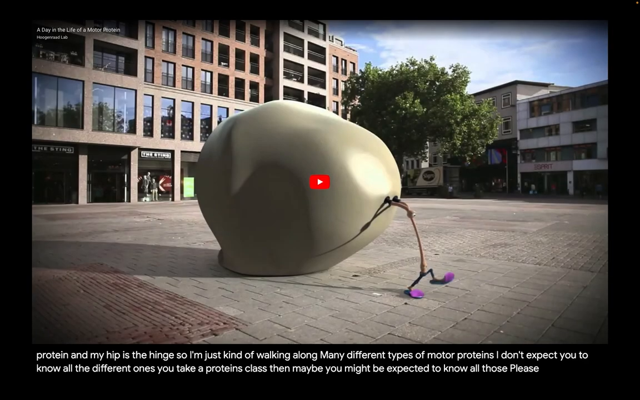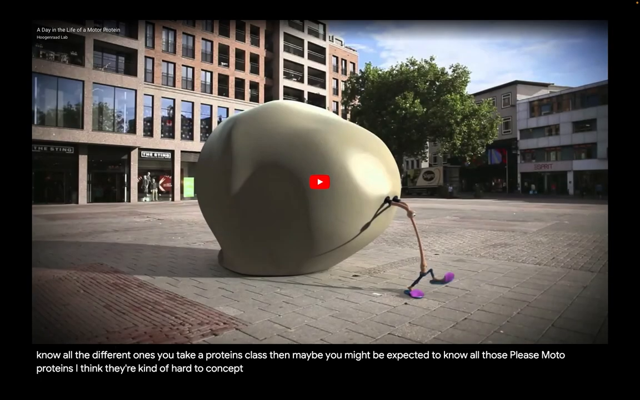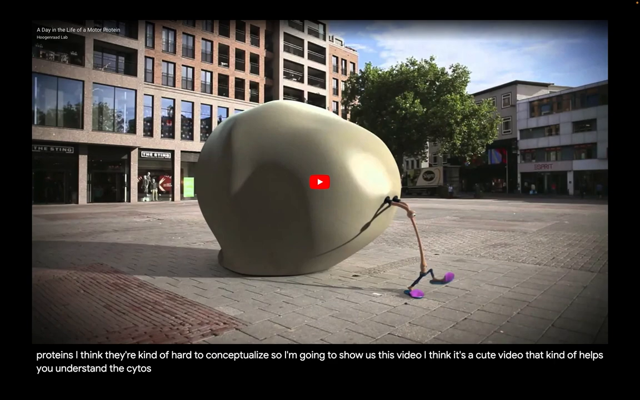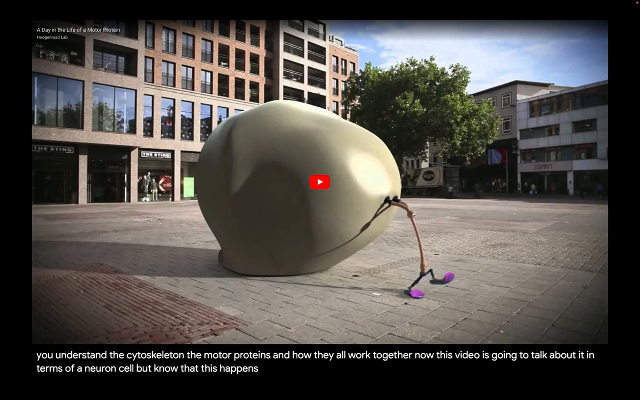Now these motor proteins, I think they're kind of hard to conceptualize, so I'm going to show us this video. I think it's a cute video that kind of helps you understand the cytoskeleton, the motor proteins, and how they all work together. Now this video is going to talk about it in terms of a neuron cell, but know that this happens in all the cells.